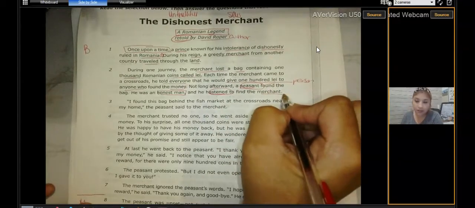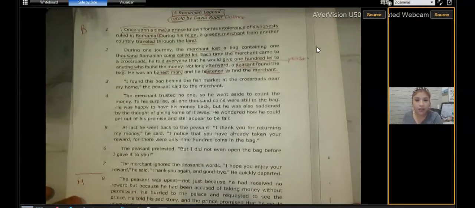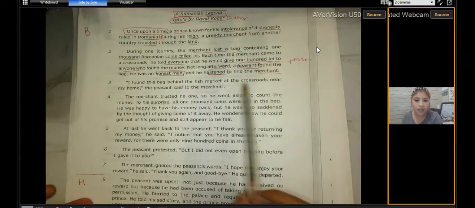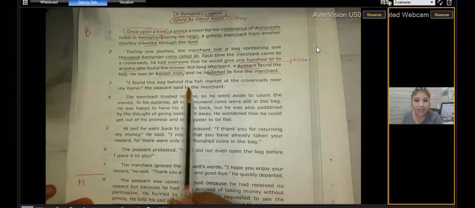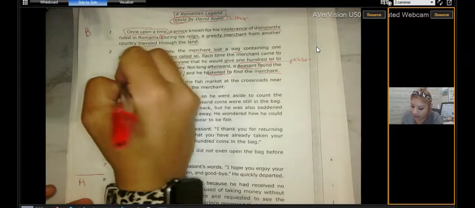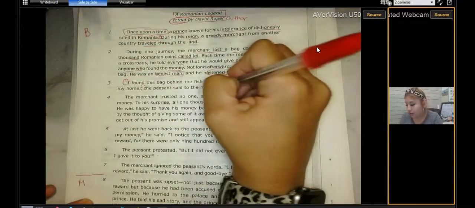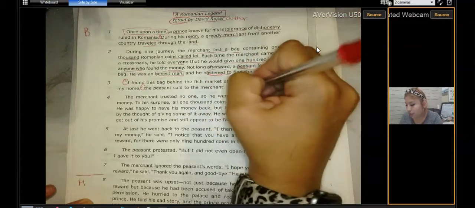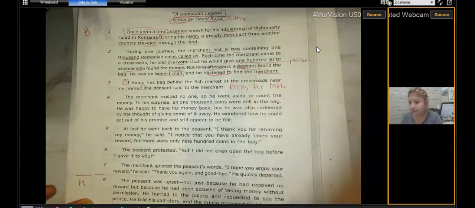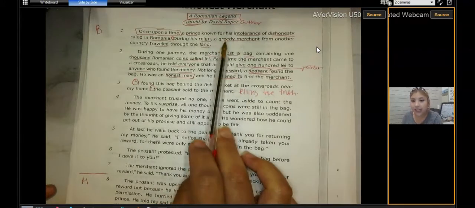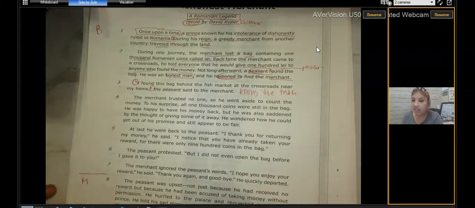Remember, he's very honest. All right, paragraph 3. I found this bag behind the fish market at the crossroads near my home, the peasant said to the merchant. So here he's telling him the truth. So I'm going to put here, telling the truth. So we could already start inferencing that the greedy merchant was feeling how when he found his bag. He was excited, he was joyful, he was happy that he found it, right?